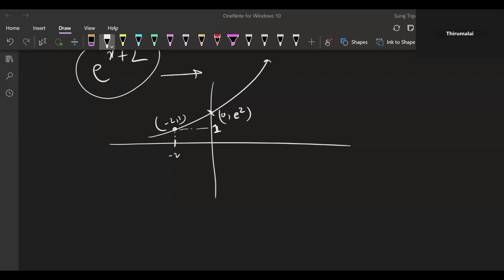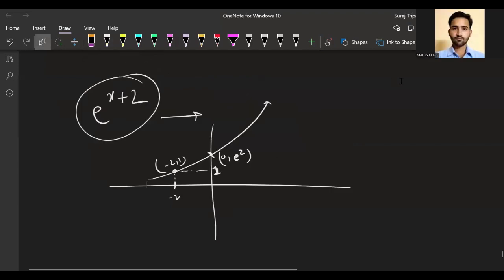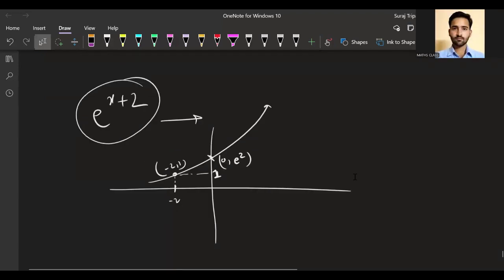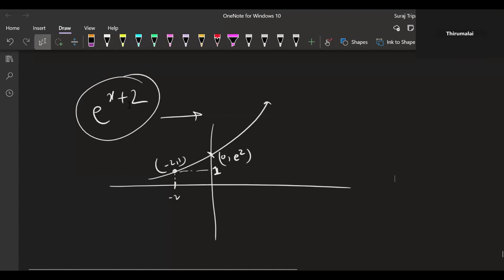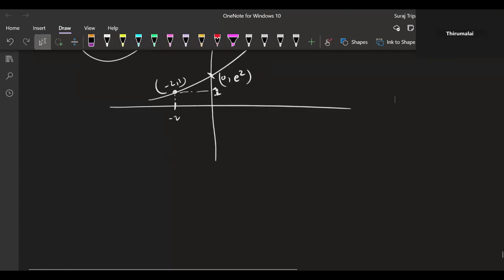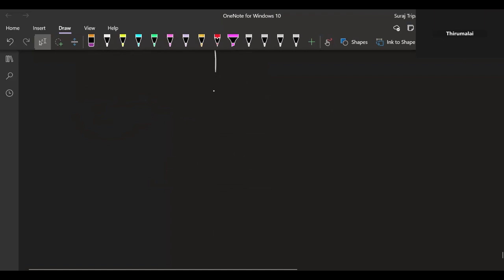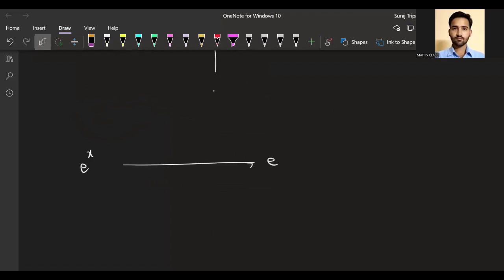Any doubt? I did not understand, sir. Please repeat again, sir. This e raised to x plus 2. Yes. For e raised to x plus 2, we have to shift the e raised to x graph by 2 numbers towards the left side. So the graph is this one, e raised to x, right?